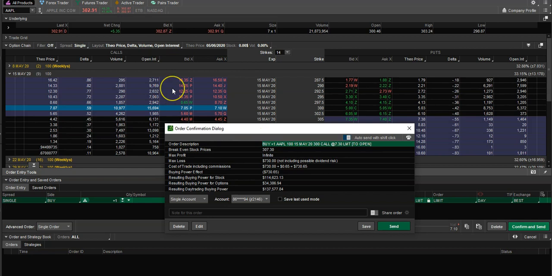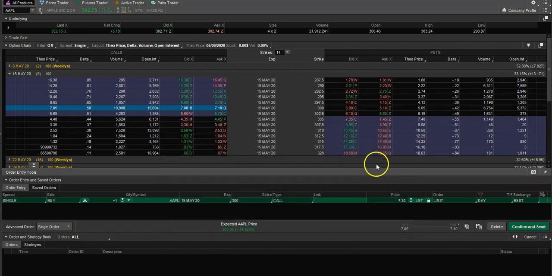My max profit is infinity, because there's no level. Remember, a stock can only go to zero, so my max loss would be $730 if this option expired worthless. But on the upside, I can make as much as I want. The stock could go to 400, right? And then I would essentially make about $4,000 if it did that within the next 9 days. Cost of trade, right? And your buying power effect is only $730. And so that's how this works, okay?